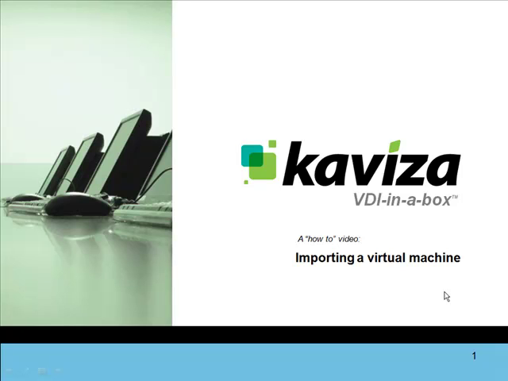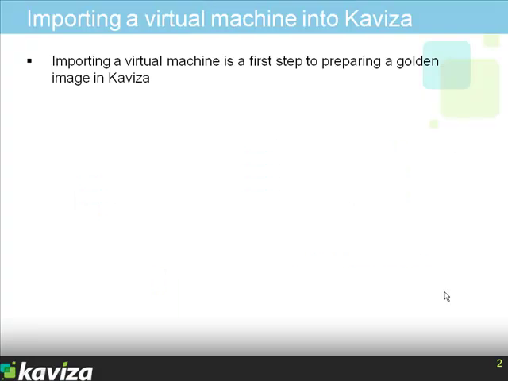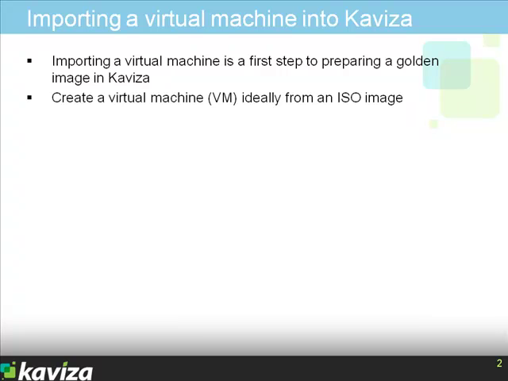In this how-to video, we're going to show you how to prepare a golden image in Kaviza, starting with importing a virtual machine. The first step to preparing a golden image in Kaviza is to import a virtual machine off the Windows desktop that you want to create golden images from. You want to start ideally with a pristine ISO image.